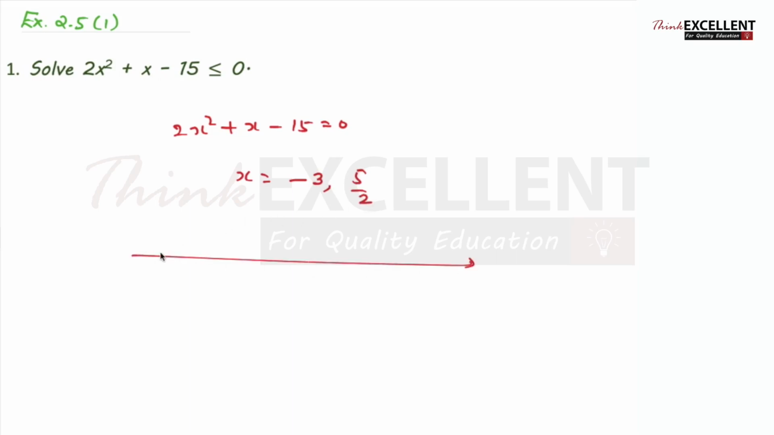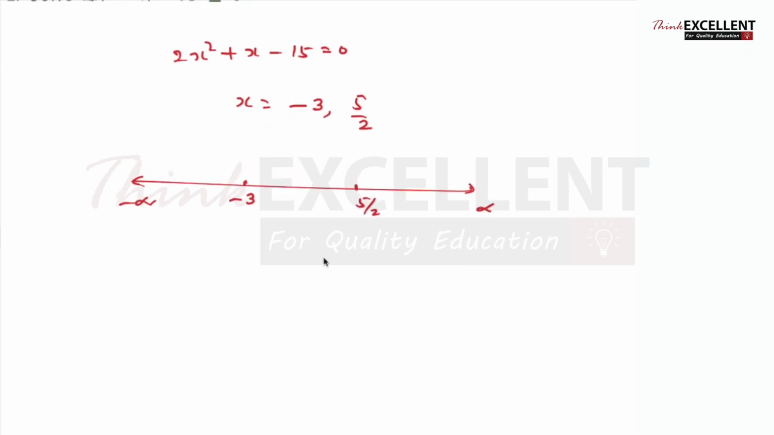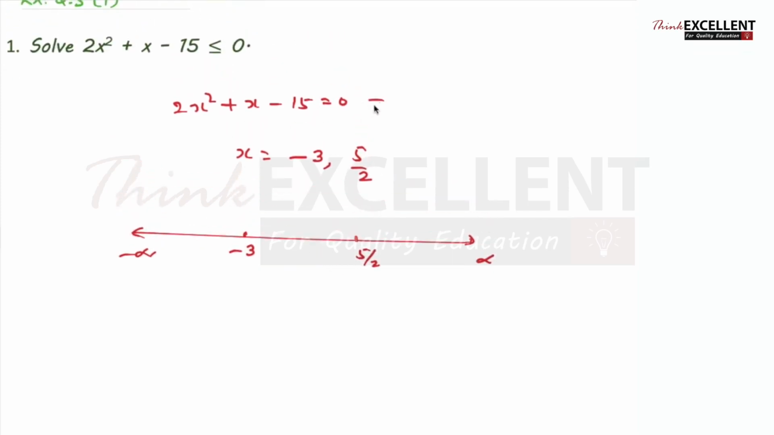Then, you know, we draw a number line. Minus 3 is on the left side. 5 by 2 is somewhere here. So these are the intervals you are getting. Then you factorize this. Okay, you have to factorize it. You will get x plus 3 into 2x minus 5. I want you to practice it, okay?